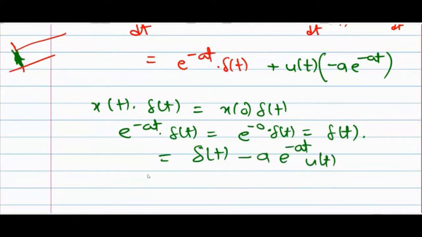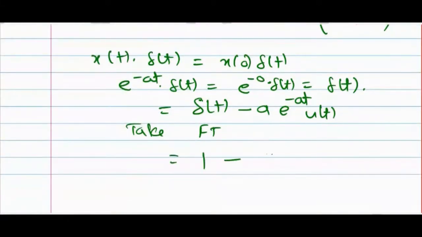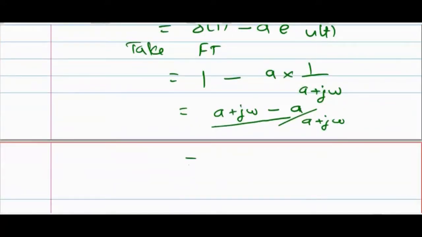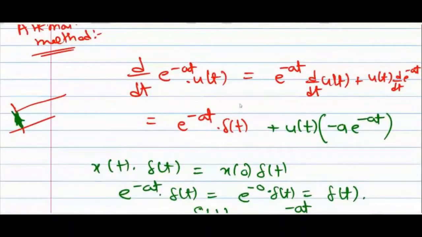So now take the Fourier transform. It is nothing but 1 minus a into 1 upon a plus j omega. Cross multiply: a plus j omega minus a, divided by a plus j omega. So again we will get the same answer. My interest was to tell you how the derivative of this is found in the time domain. How we find the derivative in the time domain.